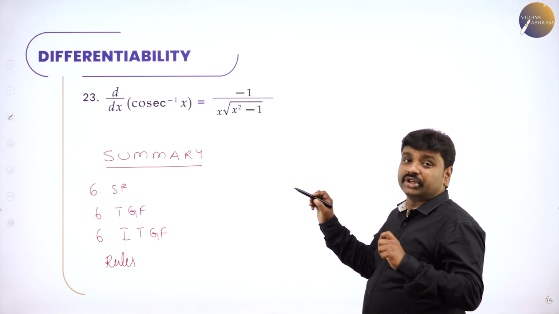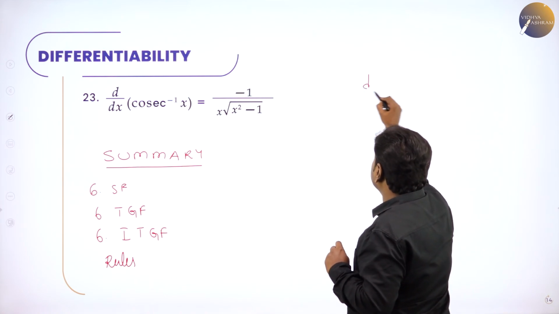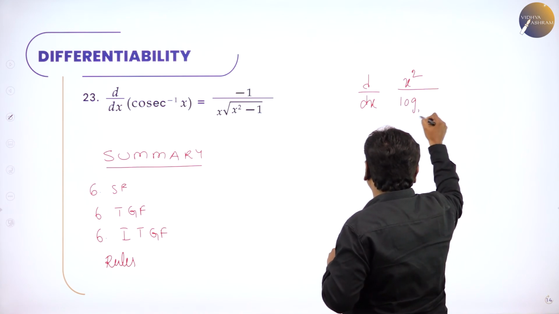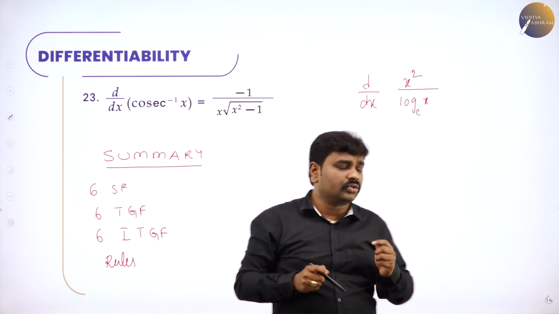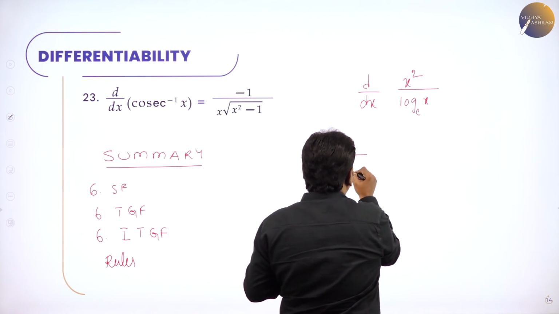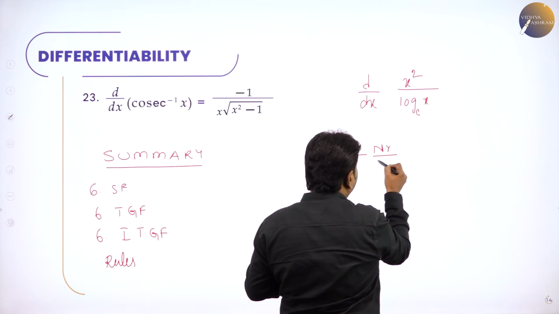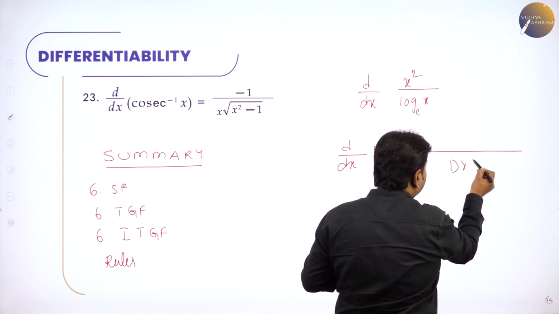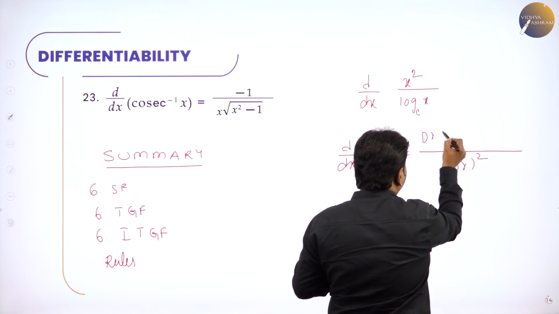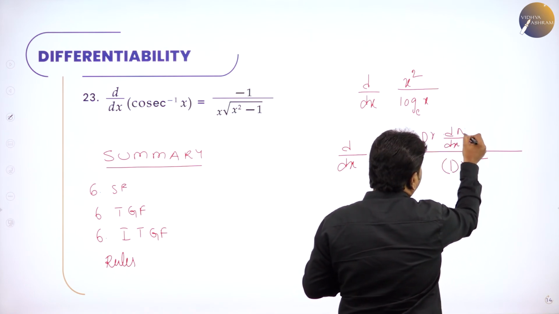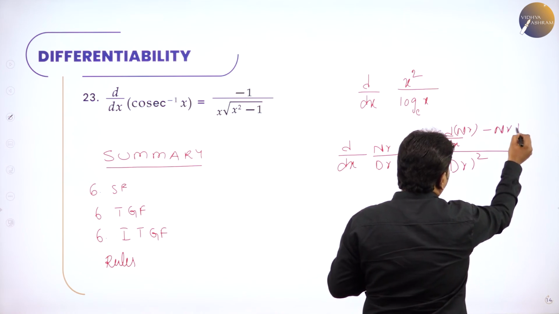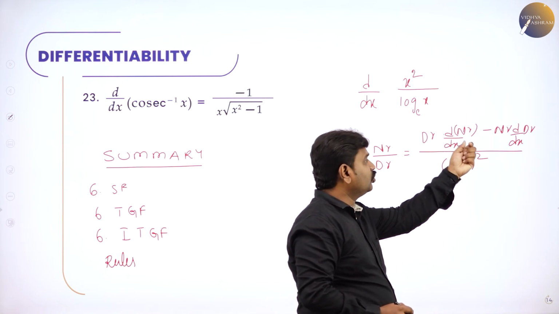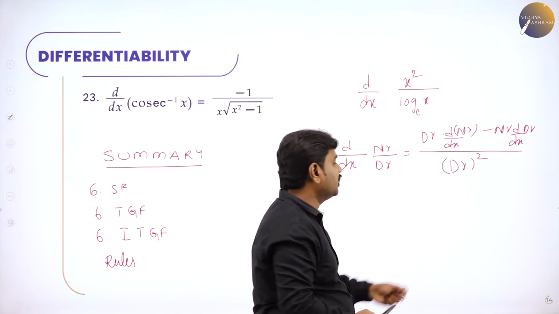So now quotient rule, one problem I'll demonstrate. Suppose you have d by dx of x square divided by log x. Now it is in the form of numerator by denominator. So what I taught you, if you have numerator by denominator, you can use what rule? Quotient rule. What is quotient rule? In the denominator we'll write denominator the whole square, and in the numerator we'll write denominator into derivative of numerator minus numerator into derivative of denominator. What is quotient rule? Denominator into derivative of numerator minus numerator into derivative of denominator by denominator the whole square.